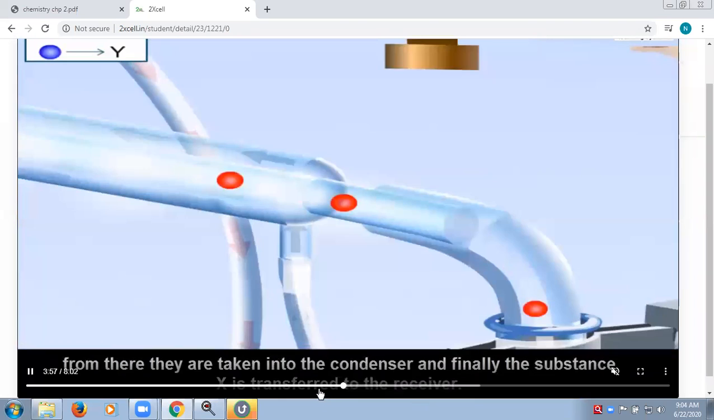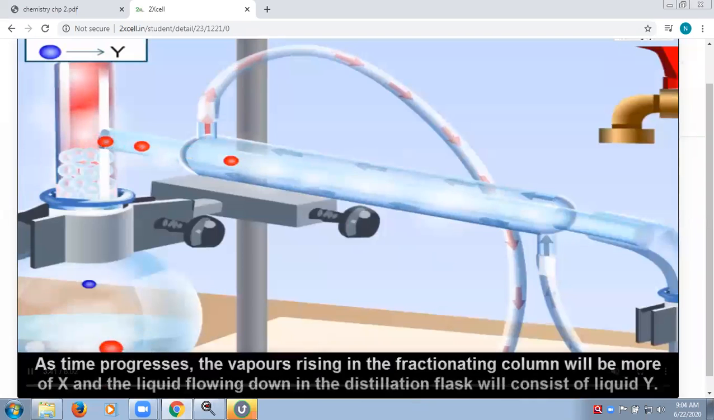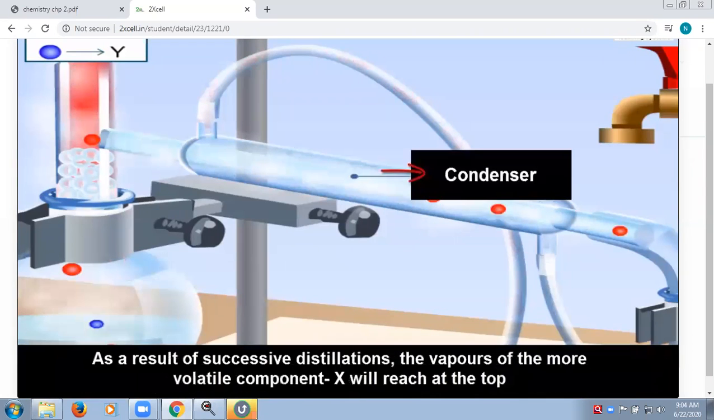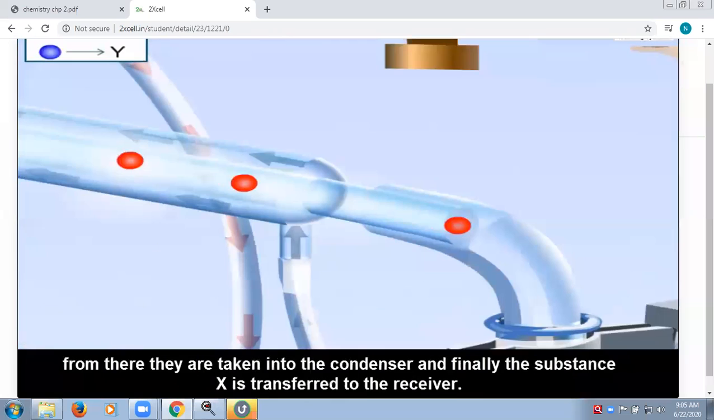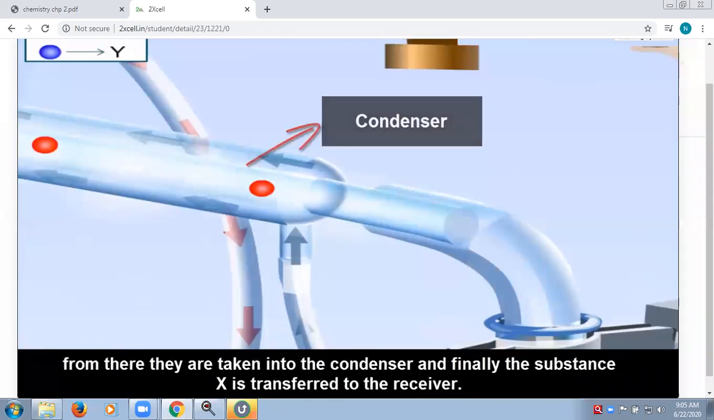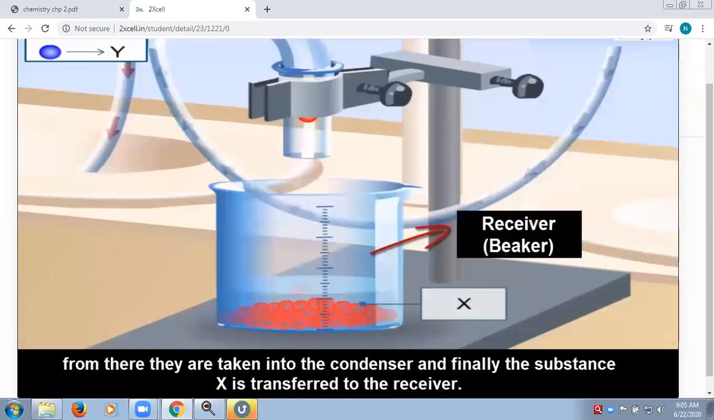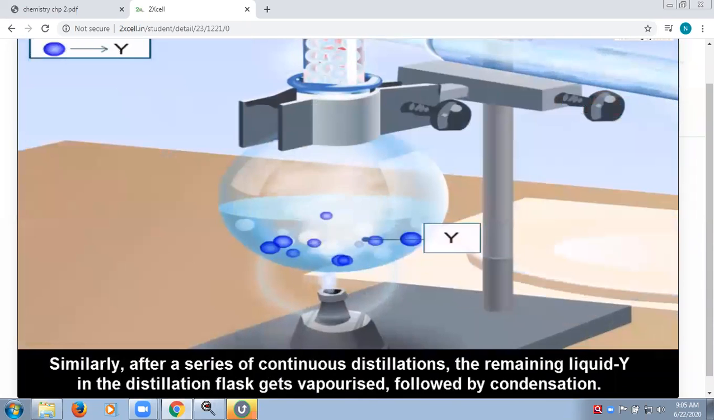The blue colored liquid comes back. Just observe carefully once again, all of you. The blue colored liquid is coming back to the boiler because it is less volatile. It has a higher boiling point. Its boiling point is not yet attained. But the red colored one, whose boiling point is already attained, will pass through the condenser, and finally it will get converted into liquid, and that liquid is collected in the receiver. So X is separated, whereas Y is left behind in the boiler.